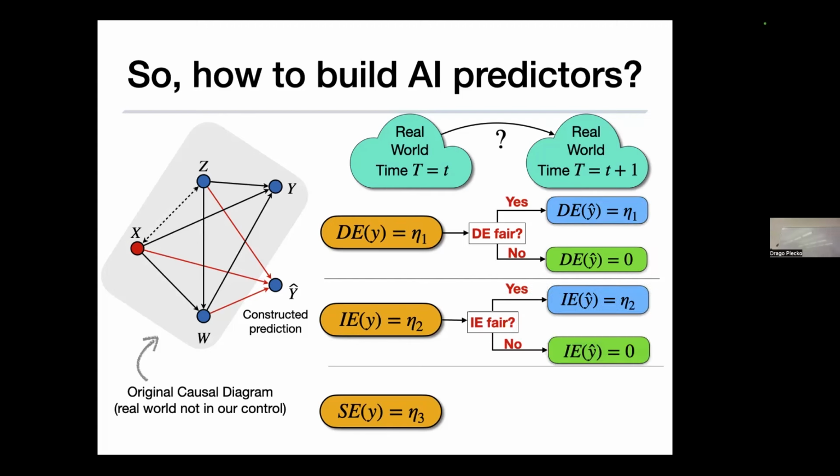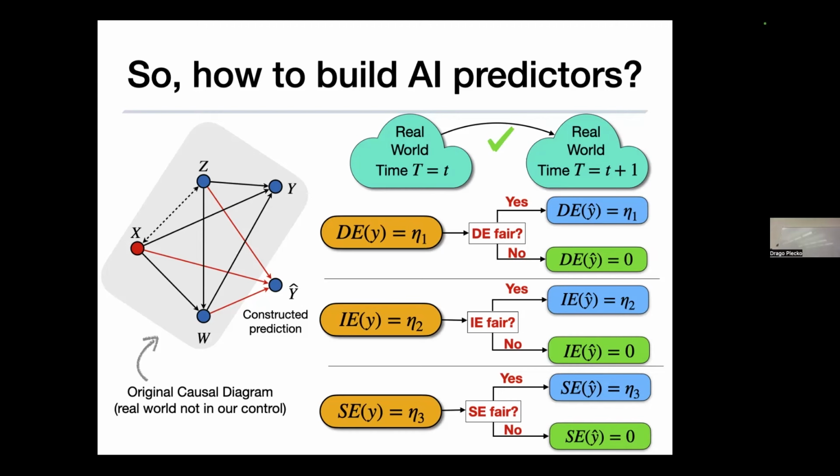And then we want to do the same analogous reasoning for indirect and spurious effects. So this is a cute looking slide, but it is a formal algorithm that has hypothesis testing under the hood, right? And it tells us how to move from the real world at time t to the real world at time t plus 1 in a meaningful way. And this is our equity principle for the task of fair prediction.